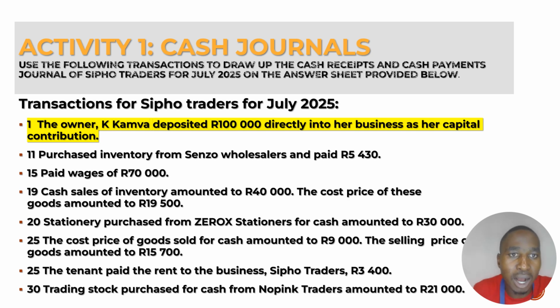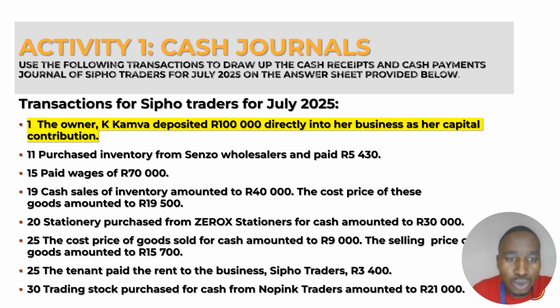Now, activity one, cash journals. Use the following transactions to draw up the cash receipt journal and cash payment journal of SIPO Traders for July 2025 on the answer sheet that I will provide below. Now, transactions for SIPO Traders for July 2025. Transaction on the 1st of July: the owner, K. Gamva, deposited 100,000 directly into her business as her capital contribution.